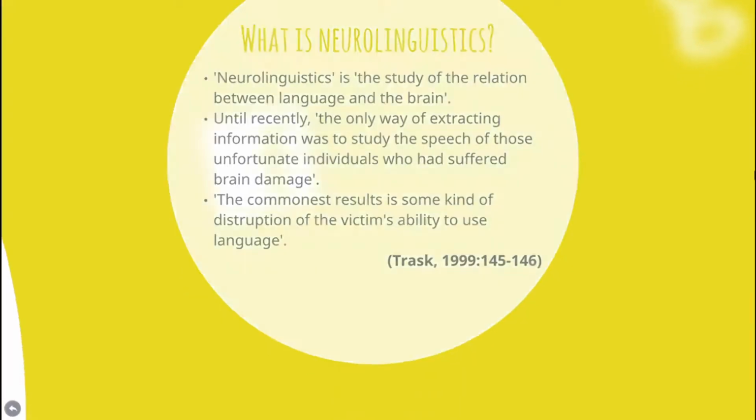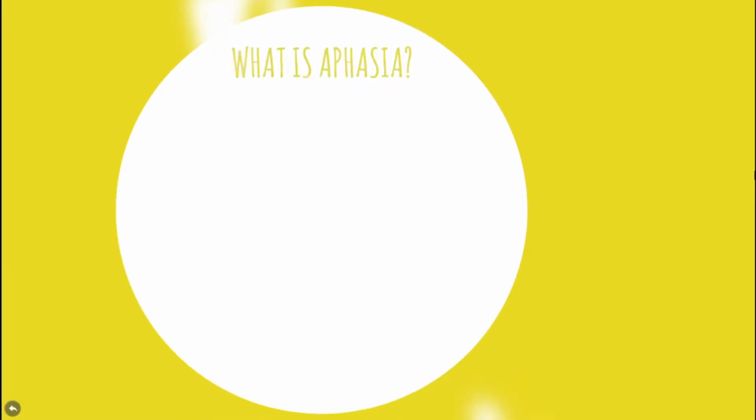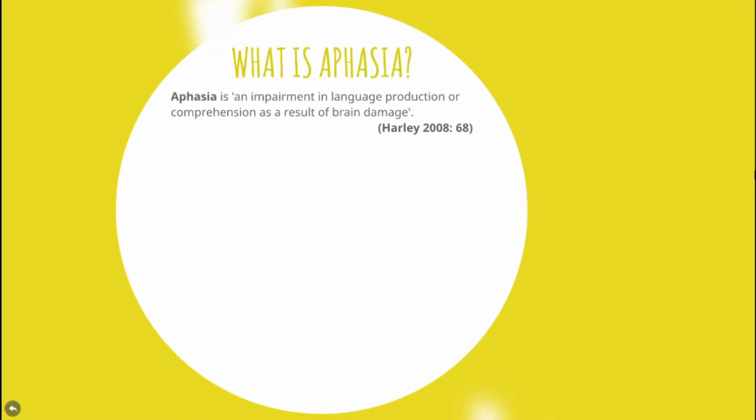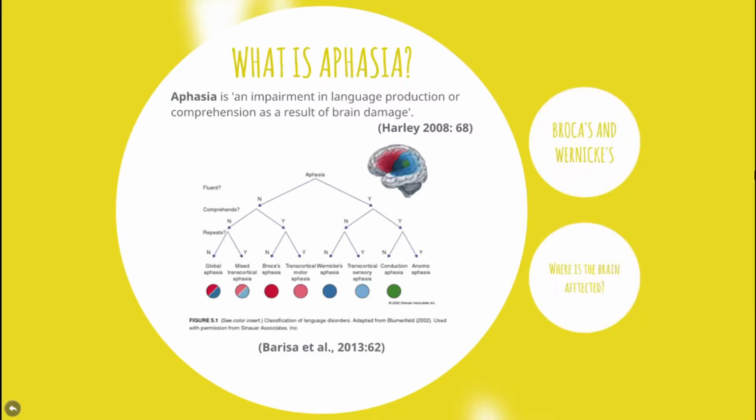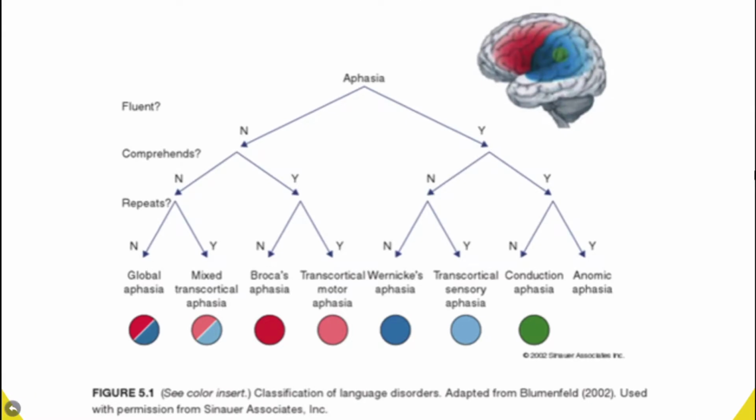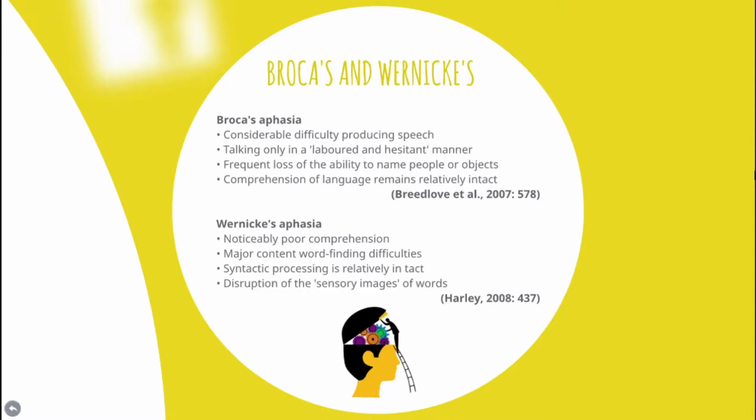Neurolinguistics is concerned with many neural conditions that may impair the comprehension, production, or acquisition of language. The focus of today's discussion draws upon the impairments in language production or comprehension as a result of brain damage, or in other words, aphasia. Barissa's diagram demonstrates the various types of aphasia and how to classify them, depending on the level of fluency, comprehension, and repetition. Due to time constraints, we shall only be discussing the effects of the two main types of aphasia, Broca's and Wernicke's. Broca's and Wernicke's are two very distinct, very different types of aphasia.